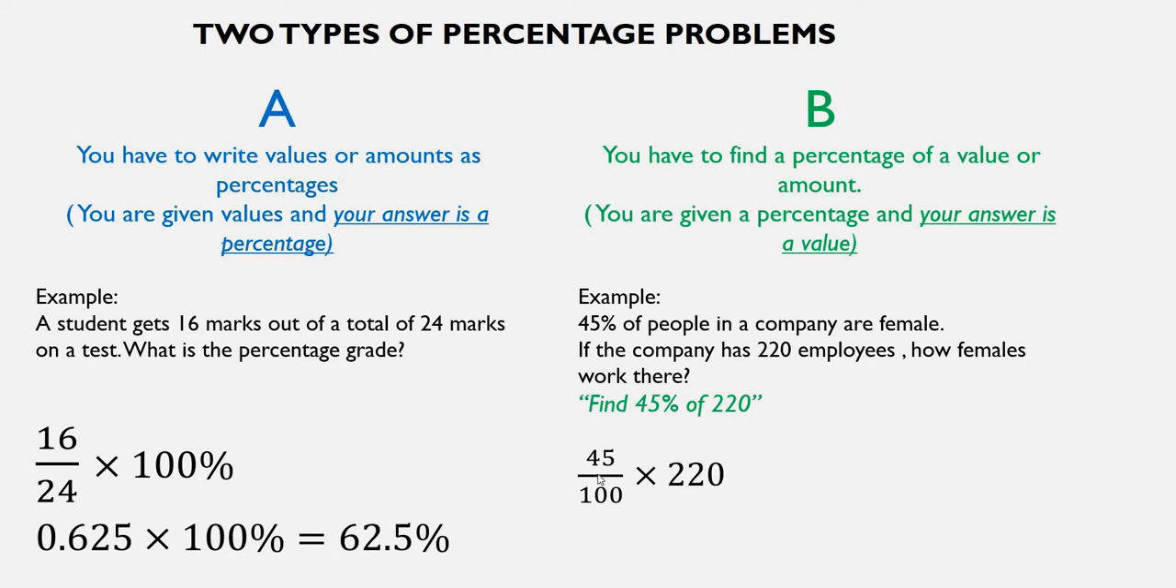45%, remember, percent means divided by 100, so 45 divided by 100 times 220. The other way you might be able to think about that is if I want to find 1%, because remember percentages are just fractions out of 100, I can go 220 divided by 100 to give me 1%, and then multiply that by 45. Both ways of thinking are perfectly fine, and they're going to give you exactly the same answer. So 45 divided by 100 is 0.45, and this is a really useful tool to have, especially when we get to more complicated questions. So 0.45 times 220 gives us 99. So there are 99 females who work at that company.